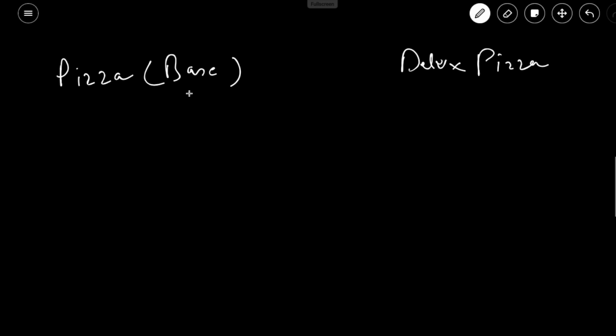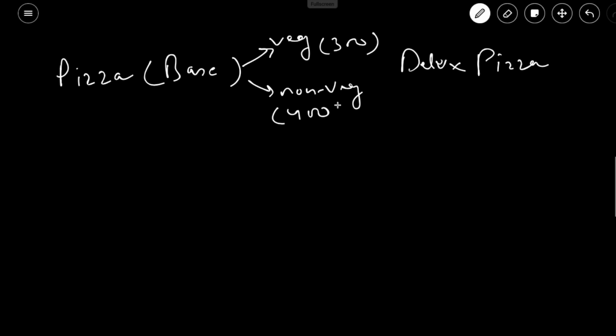Now, the base pizza first of all has two variants: one is veg and the other one is non-veg, and it has a fixed base price for veg and non-veg. So let's say for veg the price is 300, and for non-veg let's say the price is 400. This is the price of the base pizza, and there are a few add-ons that you can add on this pizza.